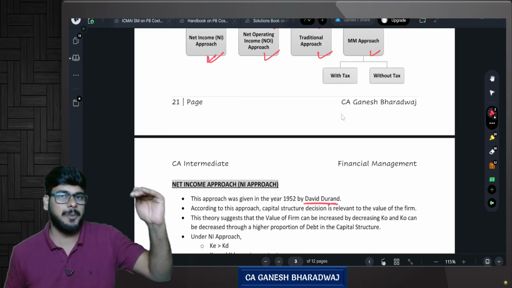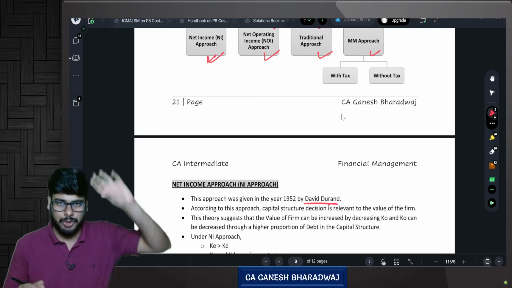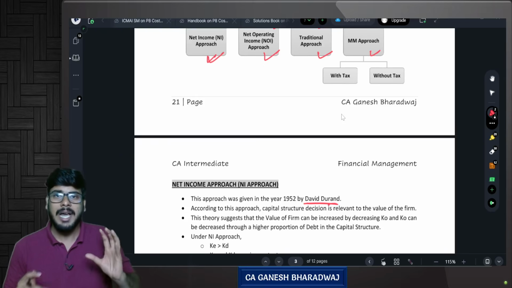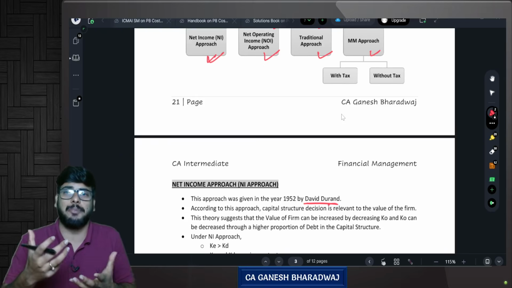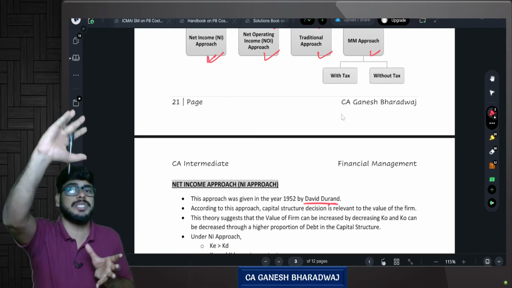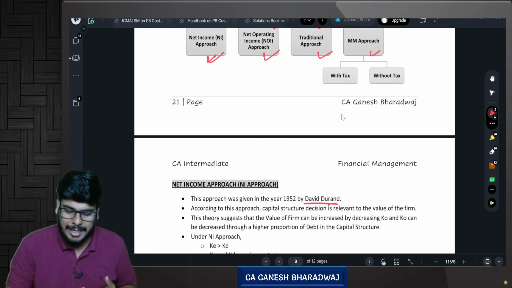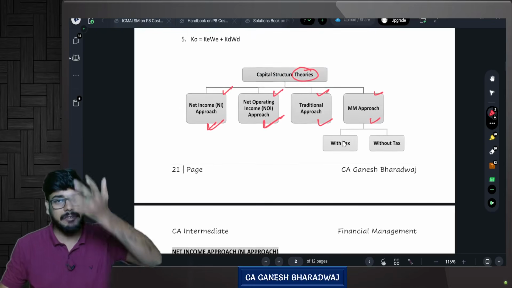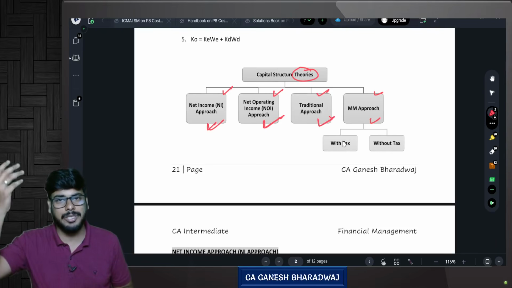Theory means a perspective. So here, the net income approach. This particular approach is given by one guy, and we will be seeing what his approach is. He will be saying that, see, these are the assumptions based on which I am choosing the best capital structure. Fine. Net operating income is another approach which is given by another person. The traditional approach is given by another person.